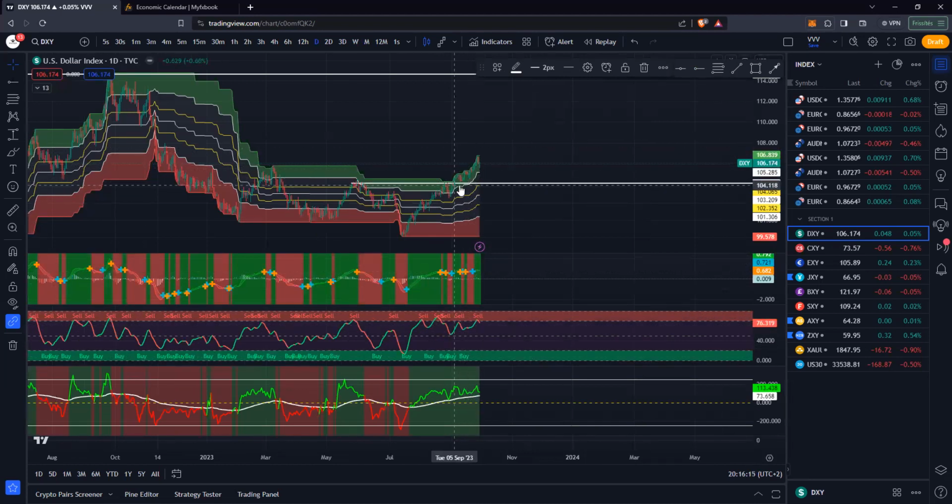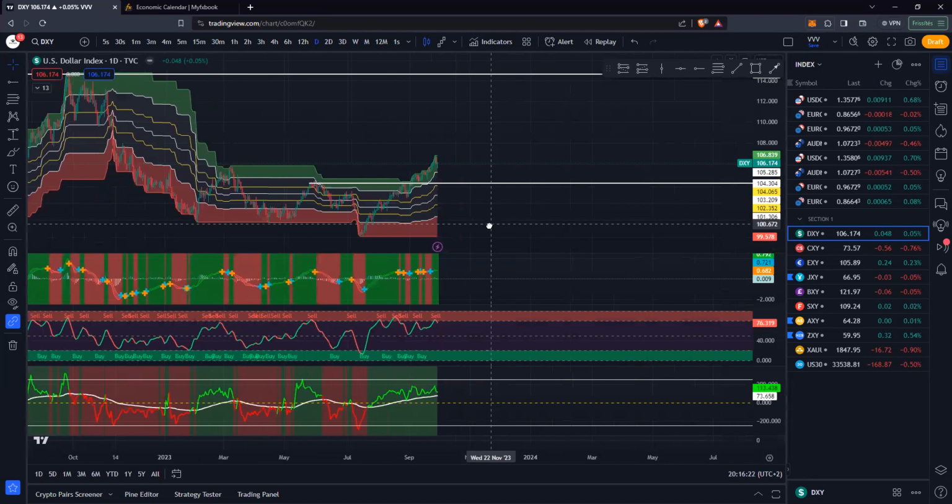But right now, I would definitely expect something to make a kind of like correction, and after that, another wave to the upside.